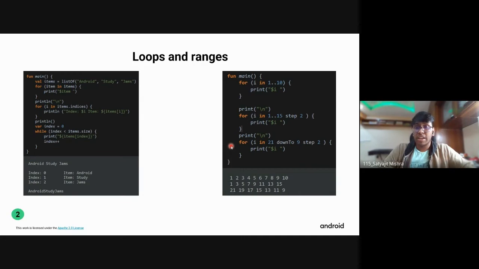Next, what if we want to step down? Here we are incrementing the value from 1 to 10. If we want to decrement the value, then we can also specify downTo, which is the keyword that we need to use here. Keep in mind the case sensitivity here. For i in 21 downTo 9 step 2. Again, step 2 means that we are decrementing it by a value of 2. So 21, 19, 17, 15, and so on.